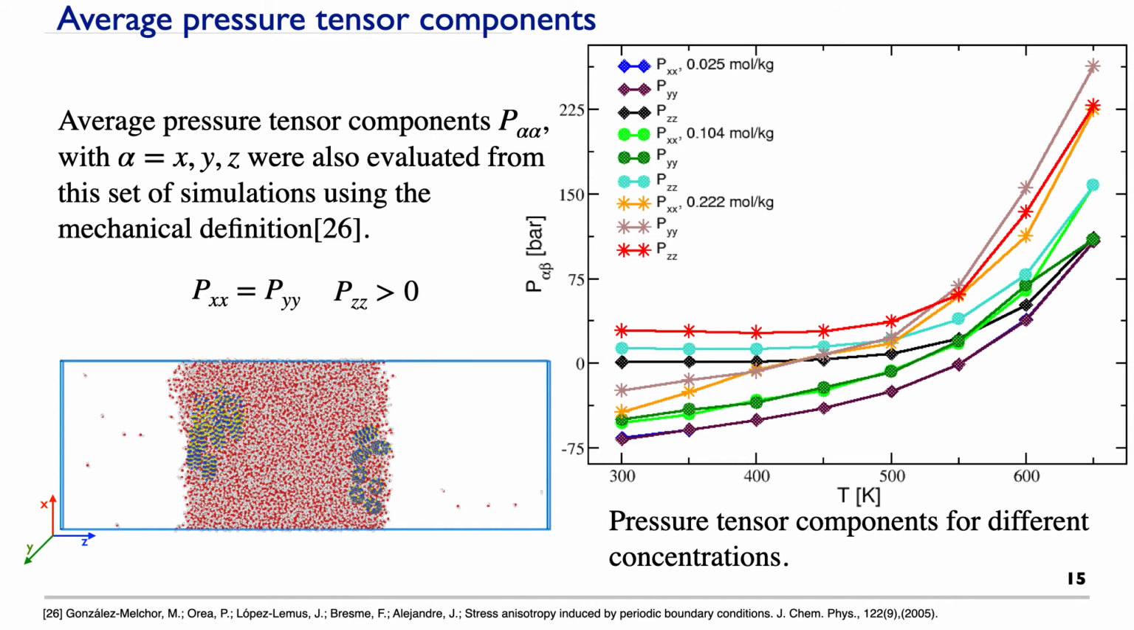As can be seen in the simulation cell, we have symmetry in the x and y directions. So the components Px is equal to Py, and Pz is greater than 0. For the first concentration, we can observe that it satisfies the previous condition, but the second concentration, only at 650 Kelvin, is not satisfied due to the concentration of nanotubes. This can also be observed in the highest concentration, where the component Px is not equal to Py due to the high concentration of the nanotubes.